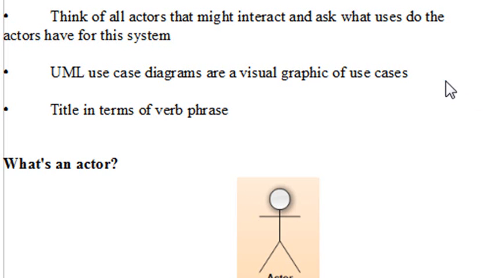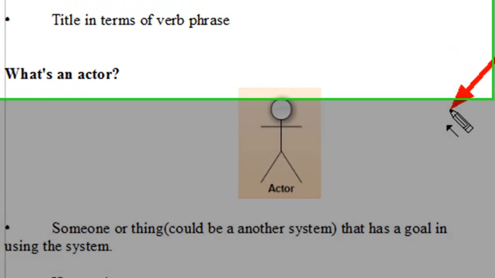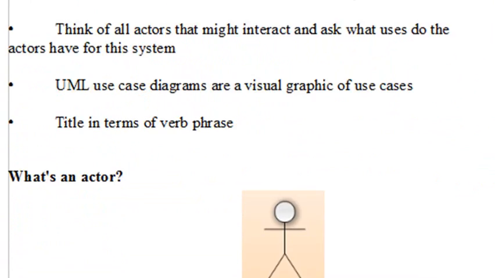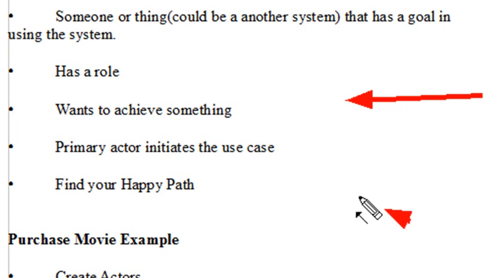What is an actor? Well, an actor is someone or something, it could actually be another system itself, that has a goal in using the system. The actor has a role, and so the name actor actually is a good name for a use case interaction. It wants to achieve something, achieve a goal. The primary actor initiates a use case.